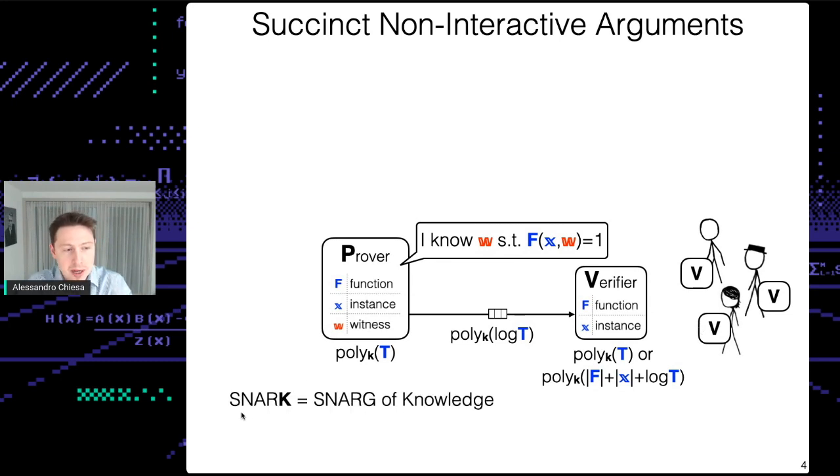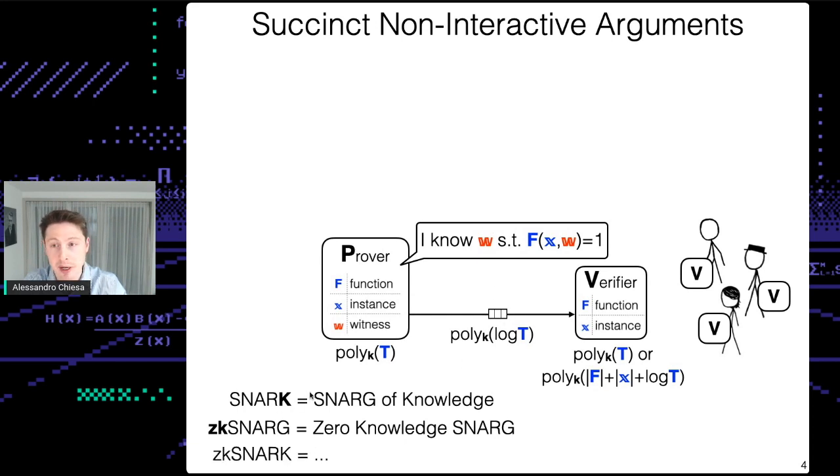Now, many people ask me, so what is a SNARK then? Well, SNARK denotes SNARK of knowledge. That's a technical requirement that denotes some specific property of the verification procedure. I won't get into it right now. And the ZK in front denotes the zero-knowledge property, namely that the proof hides the witness W. And of course, a ZK SNARK is when you combine both of these things.